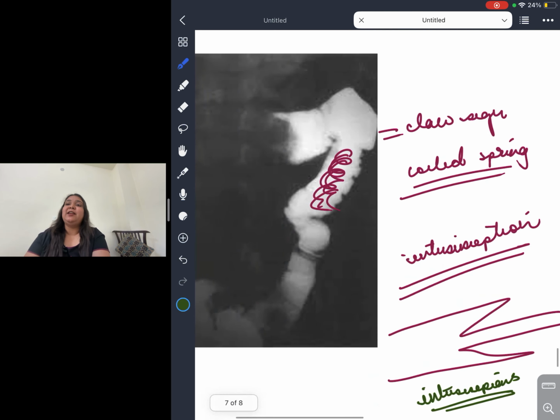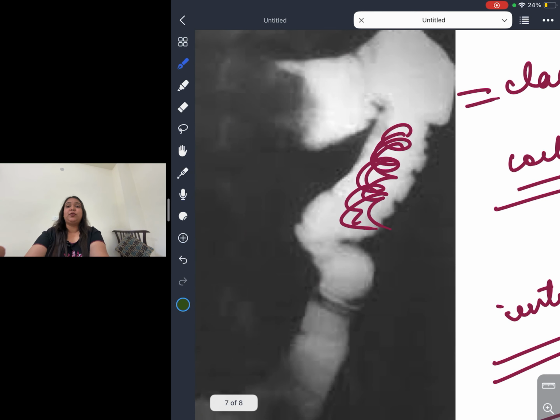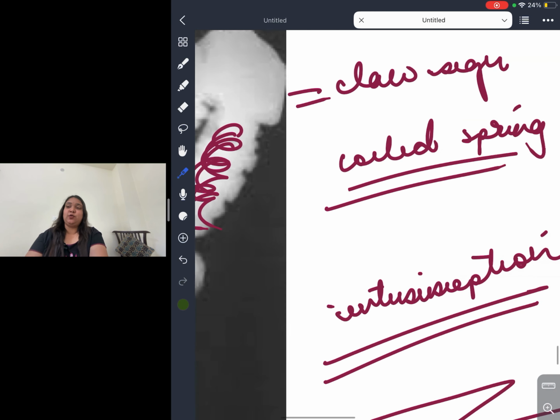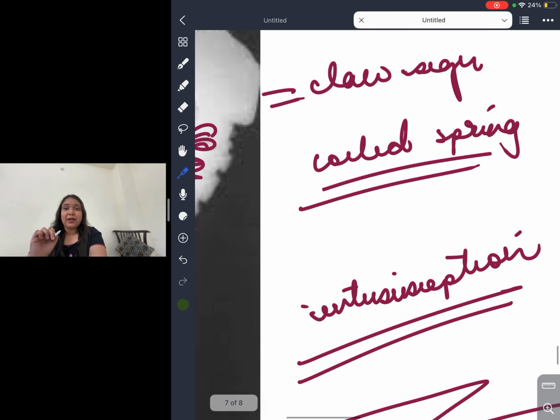So this was an image of your intussusception. What you can see is your claw sign and a coiled spring appearance. So claw sign and coiled spring appearance are seen in intussusception.